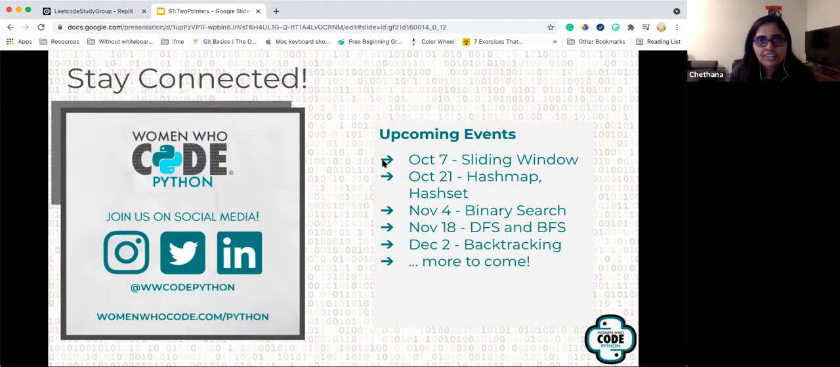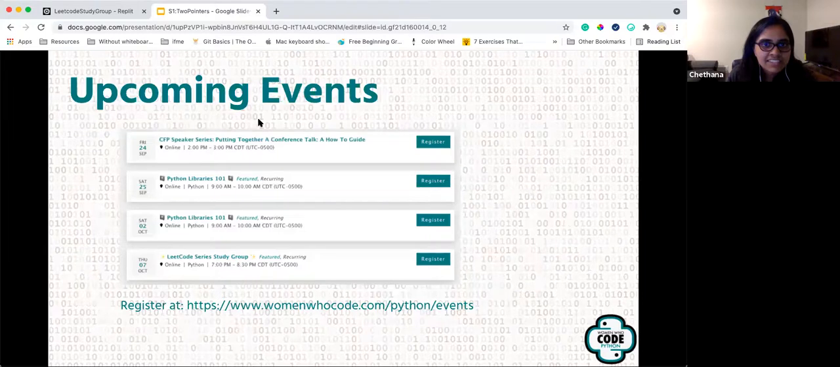Look at these, our upcoming events for this series. Next we would talk about the sliding window pattern, very common with substrings, and hash set, hash map, and so on. I will try my best to put in as much material as possible within each session so that we don't feel overloaded, and also don't feel like we didn't do much.